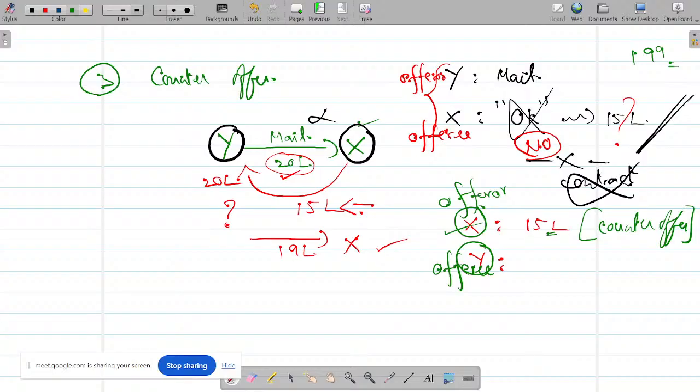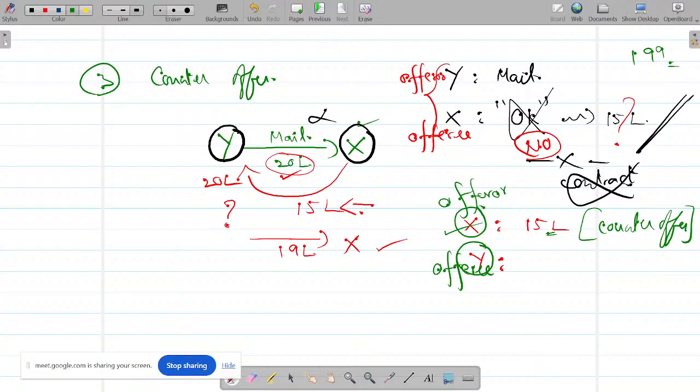And please remember, offer is not alone selling. Offer is somewhat buying also. We are not talking about buying and selling. We are talking about giving some proposal. So Y was giving a proposal saying that I will sell my car. Now X is giving an offer saying that I will buy your car. It can be selling or it can be buying.